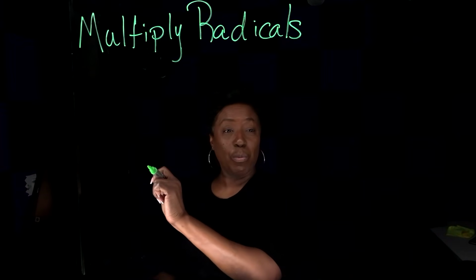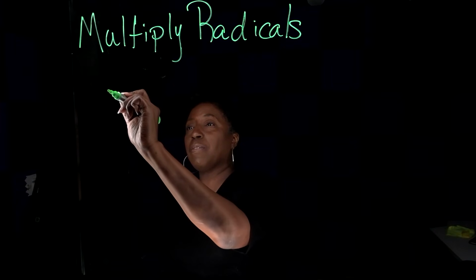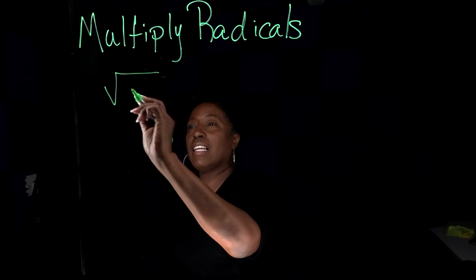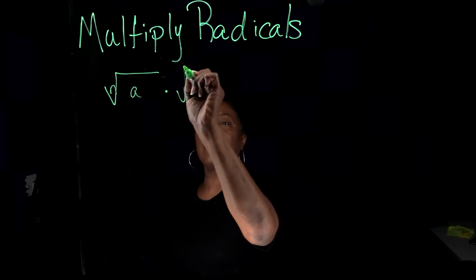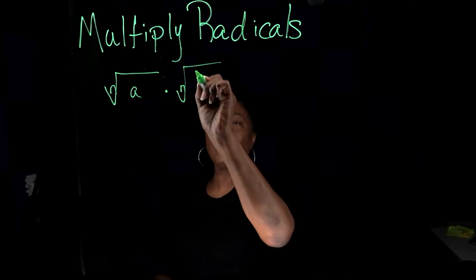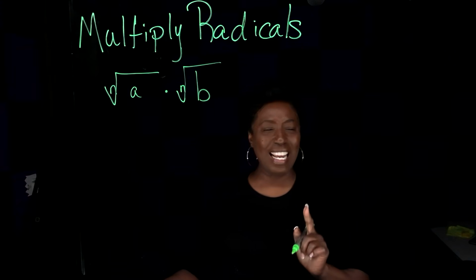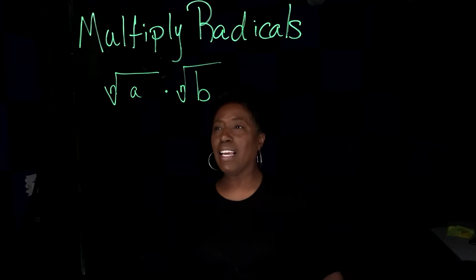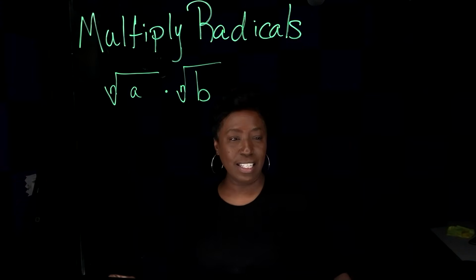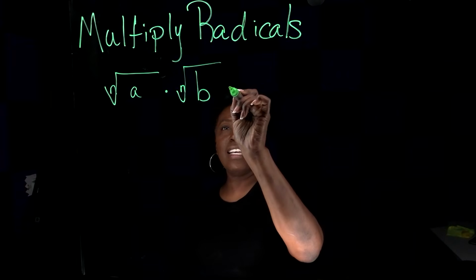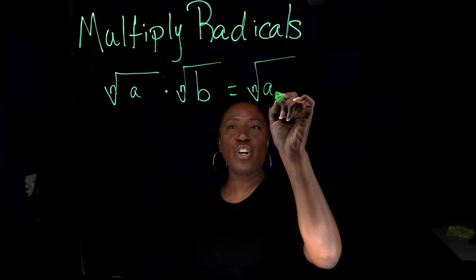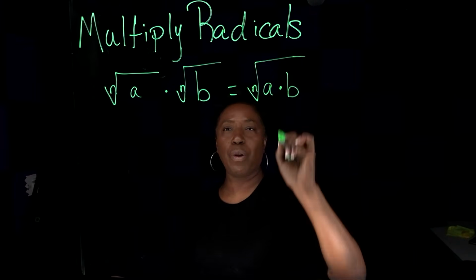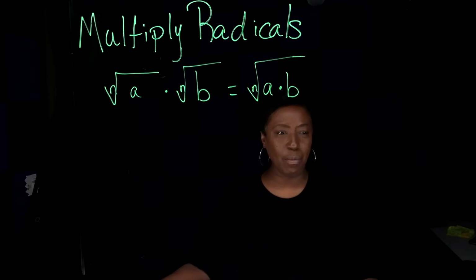Let's look at our rule for multiplying radicals. When you multiply radicals, as long as our index is the same, and that's why I have the lowercase n to indicate same index, you just simply multiply what is under the radical. Multiply what is under the radical.